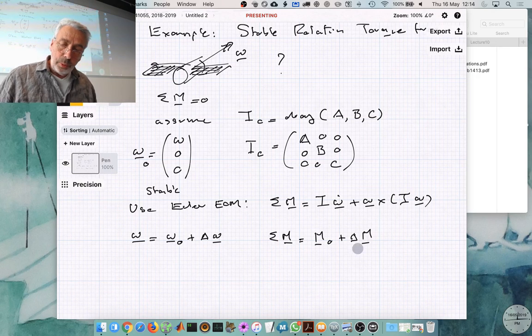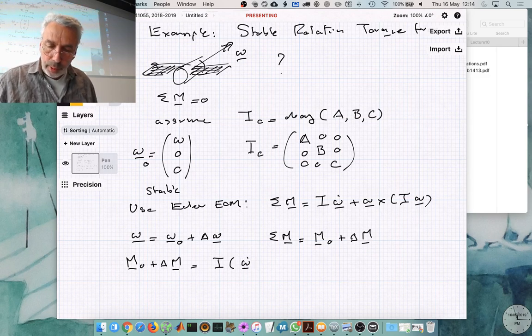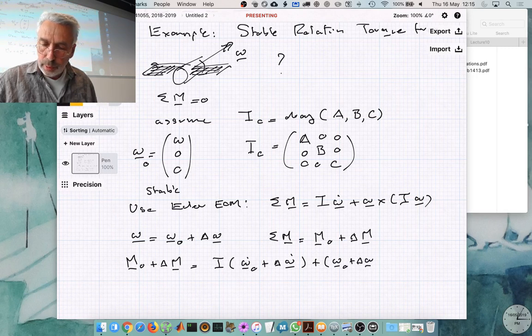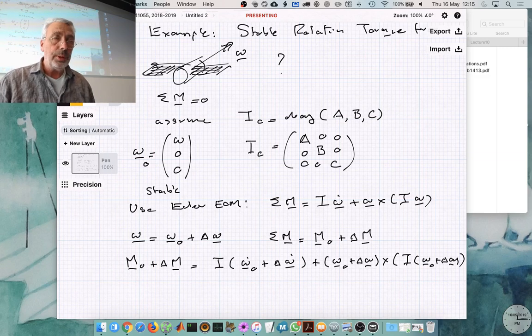Now we put these quantities in our equation, so we get m0 plus delta m equals the mass moment of inertia times, well, of course, if these are the speeds, then we have omega dot 0 plus delta omega dot, plus omega 0 plus delta omega cross product with I times omega 0 plus delta omega. And then we just have to expand this equation.